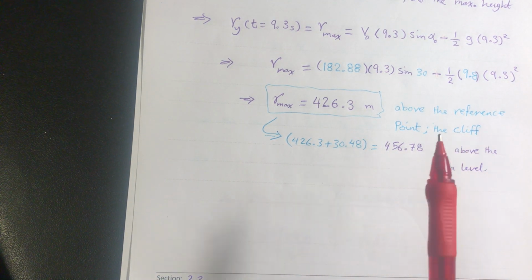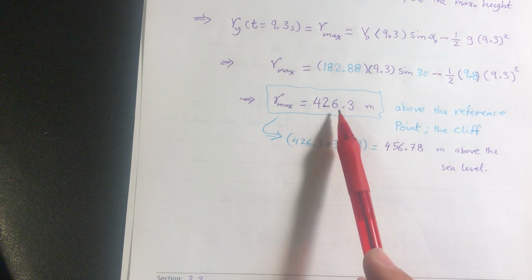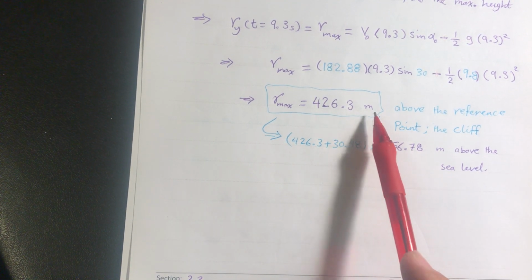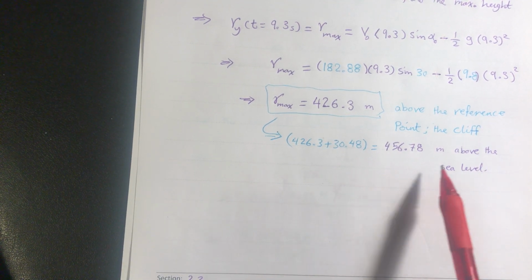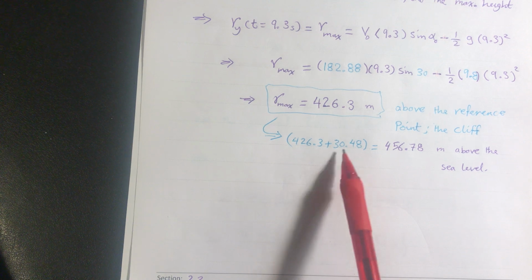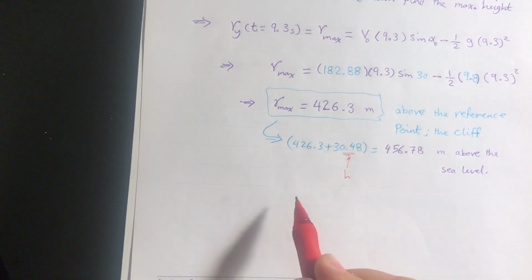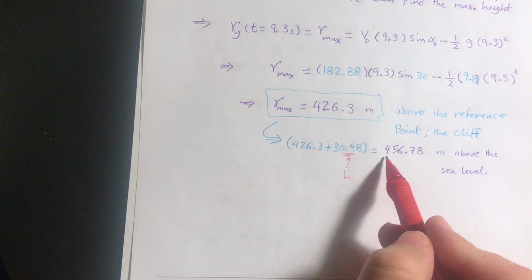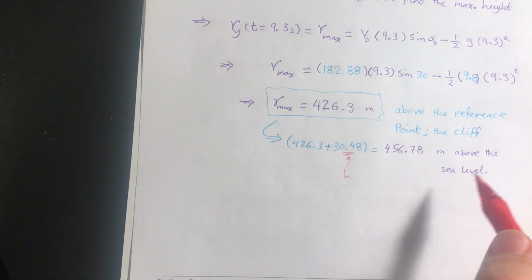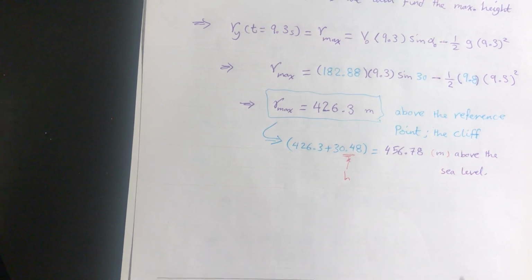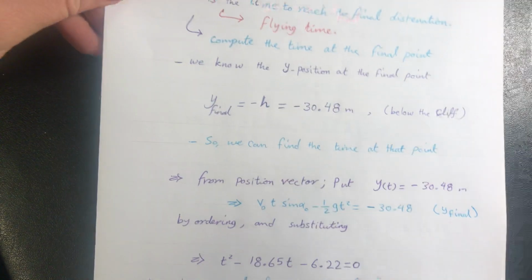Just I need to find the numbers, then the maximum height above the reference. It is 426.3 meters from the cliff. But from the sea level, I just need to add h. This is h. So it's 456.78 meters above the sea level. Is that clear? This is the first requirement, A.